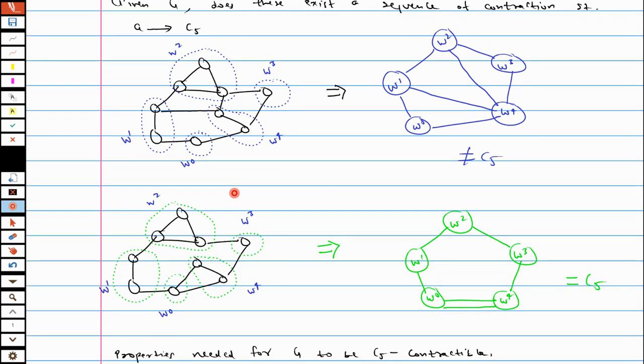But if the graph is like this and we partition it in this way, and then you contract all the individual components, then we'll get this graph, which is a C5. We have multiple edges here, but that is allowed. We are not adding them, it is there already, because when you contract this edge, we'll have this multiple edge already.